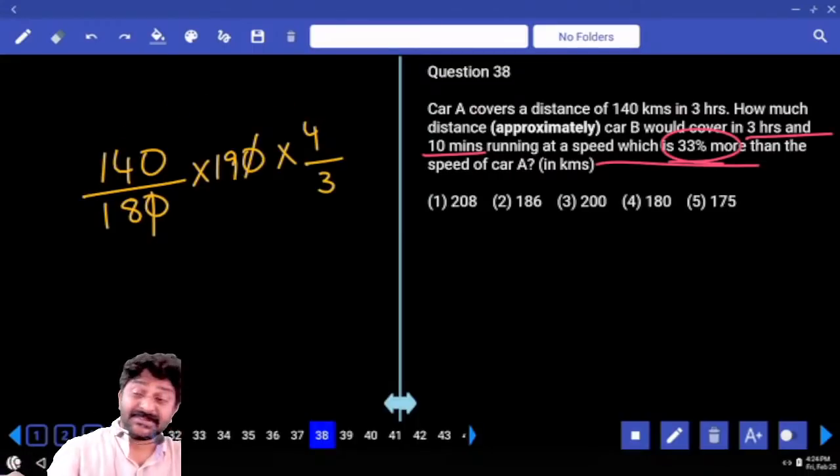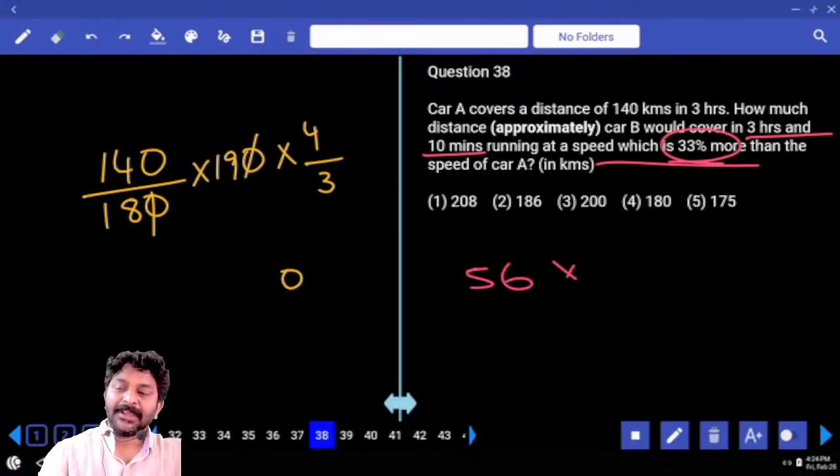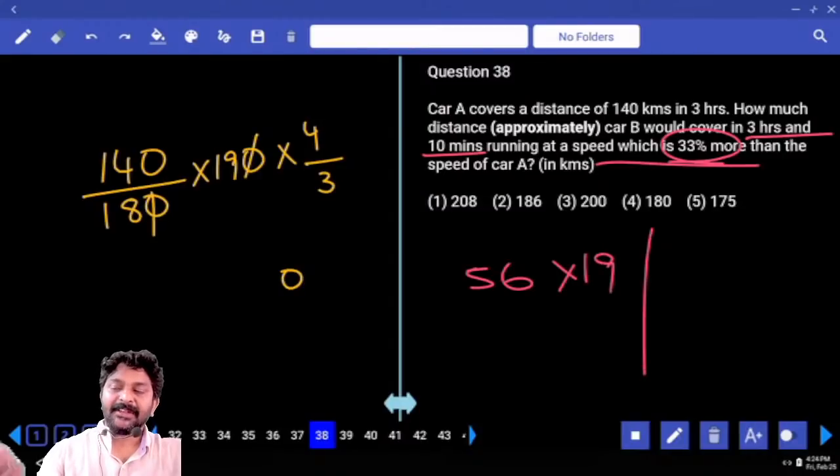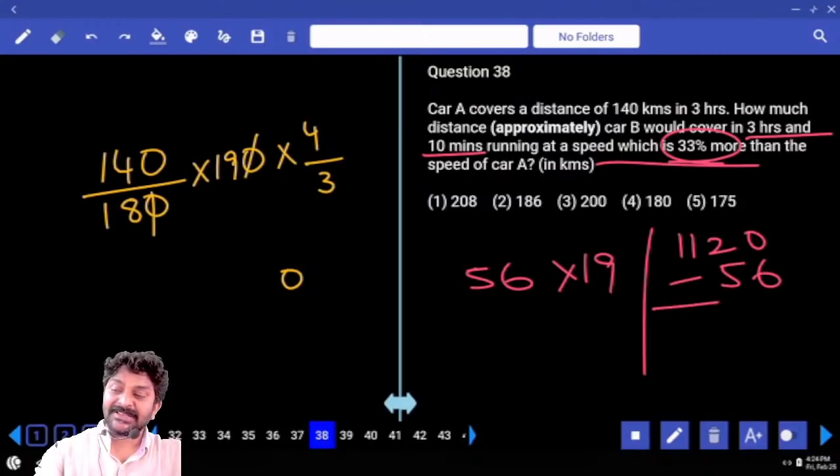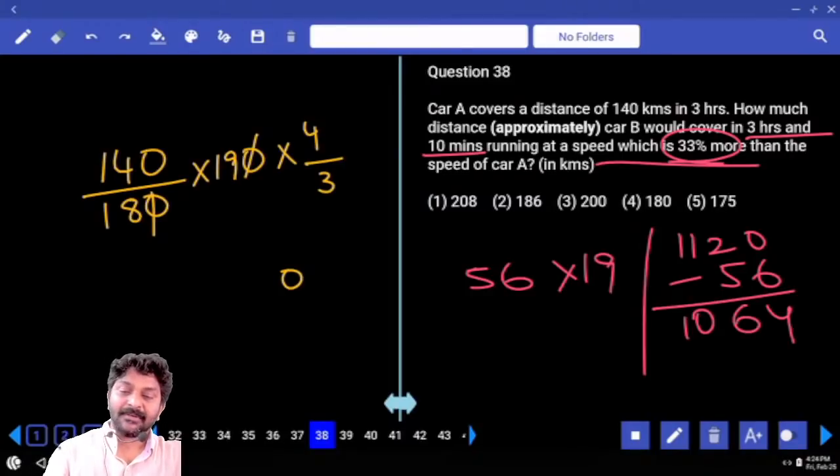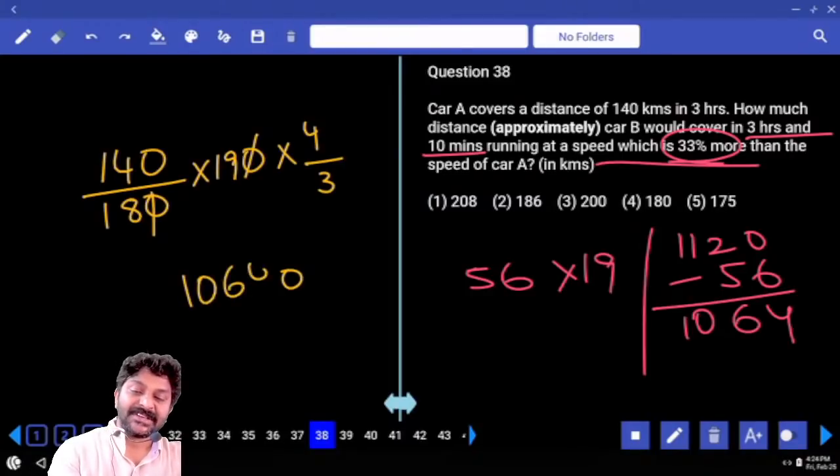14 4 times 56. I have a 0, I'll write that 0, don't worry. Into 19. Take 20 times minus 1 time. 20 times is 1120, minus 1 time, that is total 1064. 1064 divided by 18 threes.